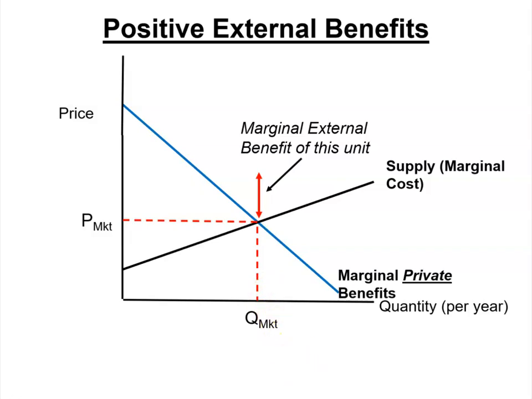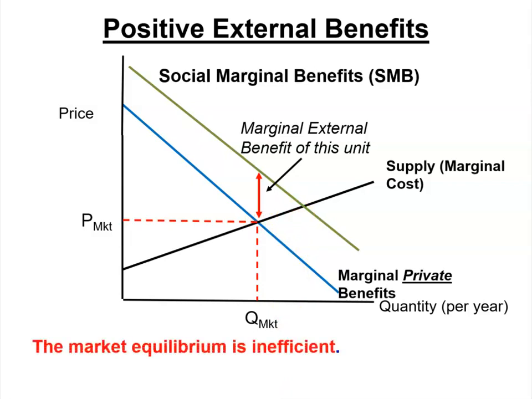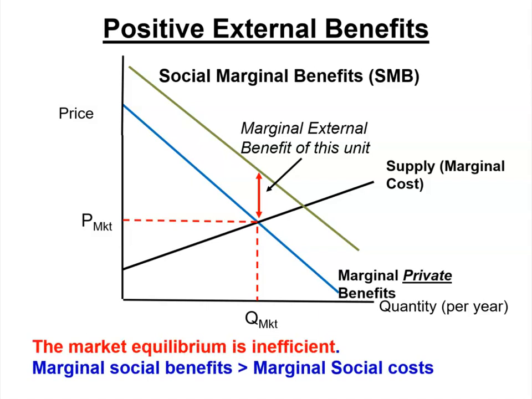So if we want to think about the marginal social benefits of this activity, we have to add to the marginal private benefits the external benefits that are generated. Well, that's going to tell us that this market is inefficient, because in the situation where the market has ended up, the marginal social benefits are greater than the marginal social costs, as reflected by this black line. Well, that tells us we should be producing more of these goods that are providing these positive external benefits.